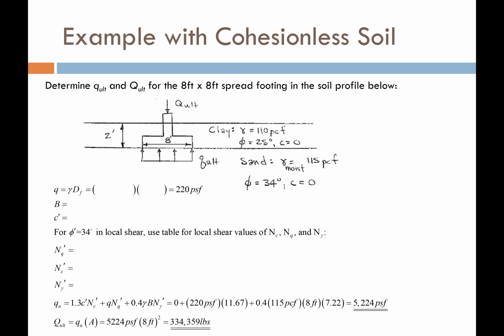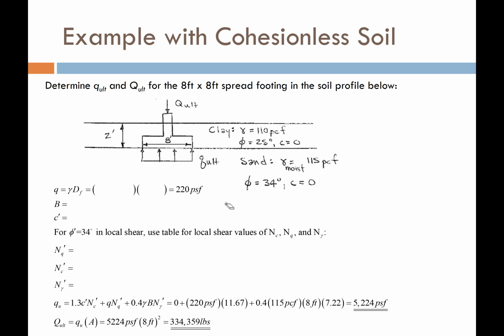So let's do an example problem with a cohesionless soil. I want to find the ultimate bearing resistance and the ultimate load for an 8-foot by 8-foot square spread footing in the following soil profile. The bottom of my footing is 2 feet below the ground surface, and I have an upper clay layer of unit weight 110 pounds per cubic foot, and then my footing is resting on sand with unit weight of 115 pounds per cubic foot and a friction angle of 34 degrees.